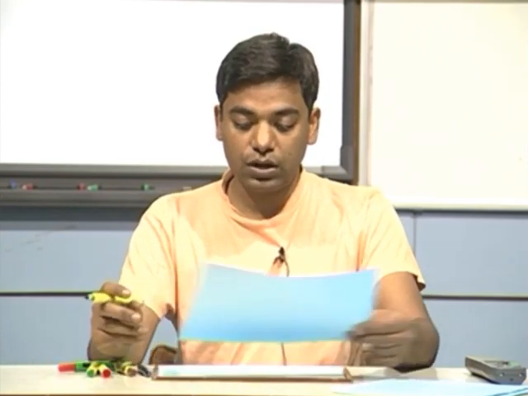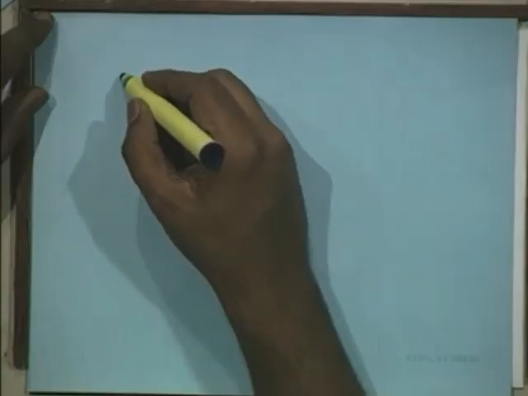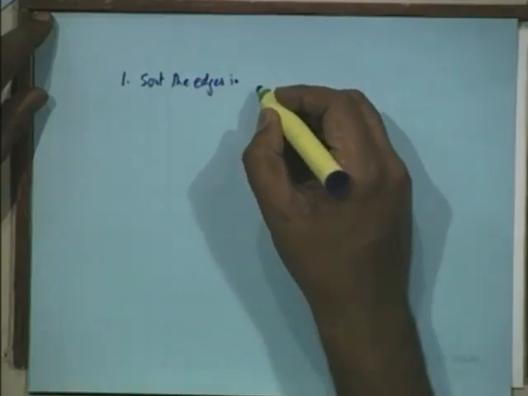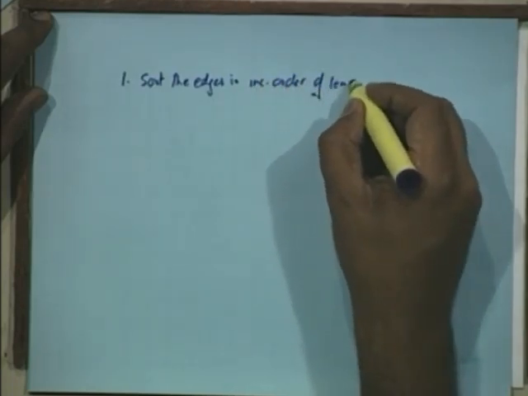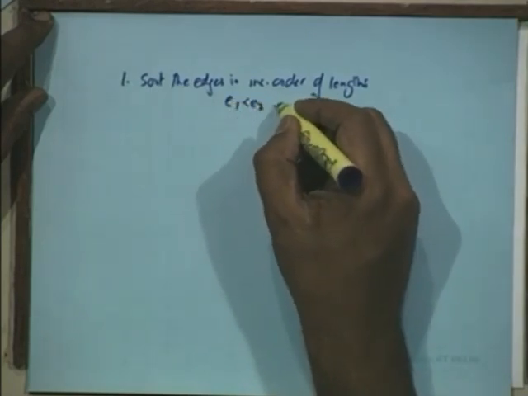Everyone following? So, if I were to write down Kruskal's algorithm now, assuming that these two operations exist, it would look something like this. What were the steps of Kruskal's algorithm? First, I sort the edges in increasing order of lengths.